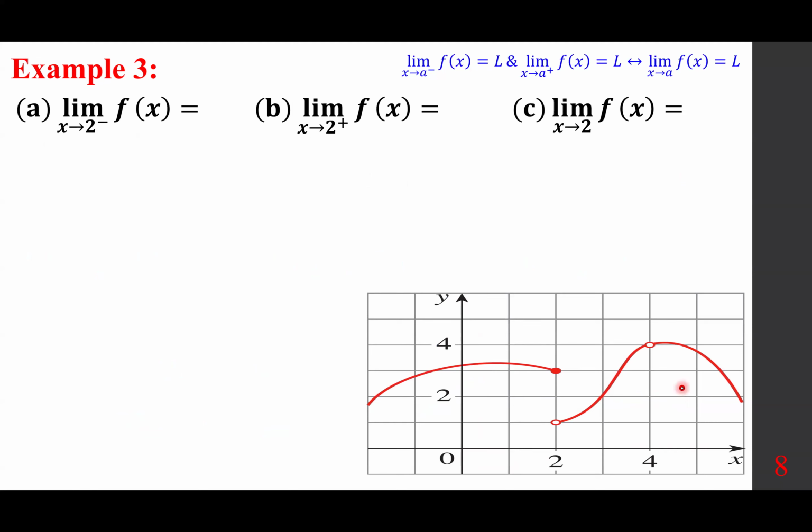Here's the graph of the function. We want to find the limit of f of x as x approaches 2, and we are going to look at the one-sided limits: the limit of f of x as x approaches 2 from the left, and the limit of f of x as x approaches 2 from the right.